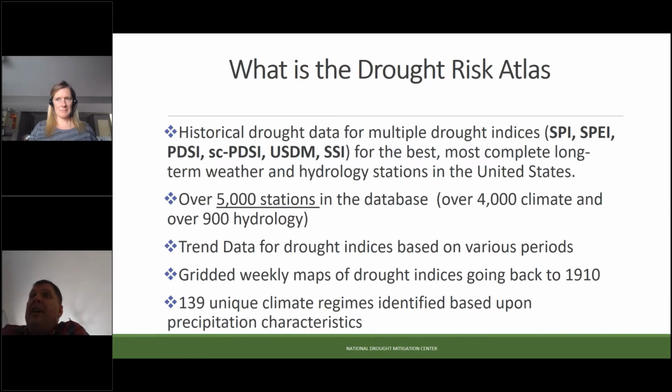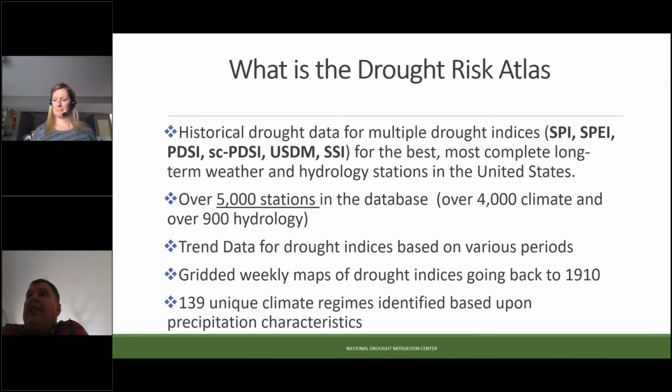So for each of the 5,000 stations that are in the database, we went through and looked at the characteristics of that station. We've also looked at how big the gaps historically were in those data sets. And we wanted to take those stations that had a long, complete period of record available and calculate some of these drought indices going back.